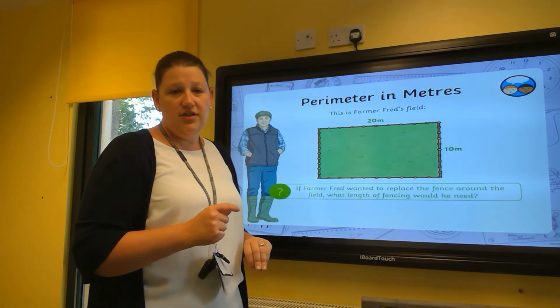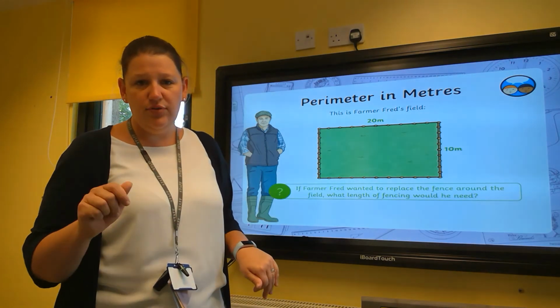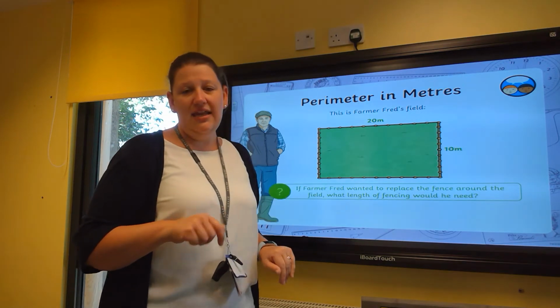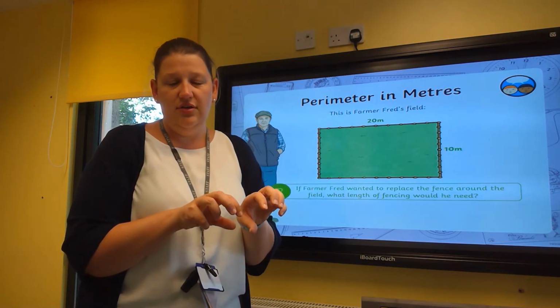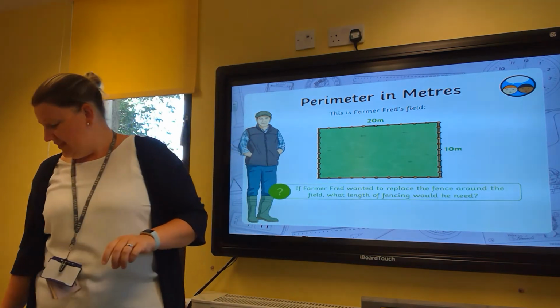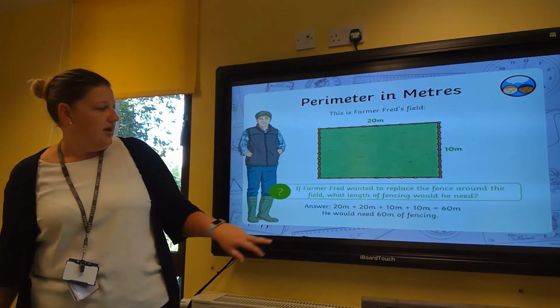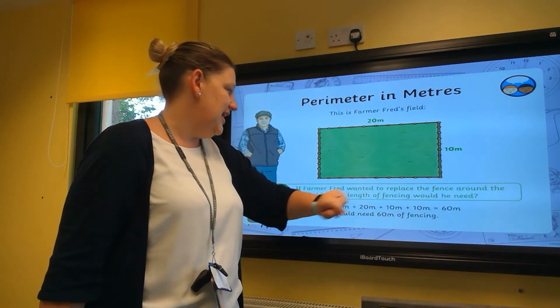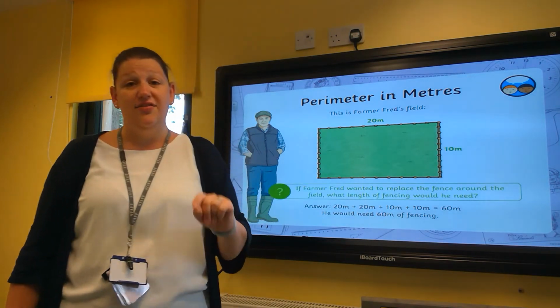So we're going to use our quick maths. 20 add 20, double 20, 40, double 10, 20. I need to add those two back together. So 40 add 20 is 60. Let's see if we're correct. Answer, 20 add 20 add 10 add 10 is 60 metres. He would need 60 metres of fencing.